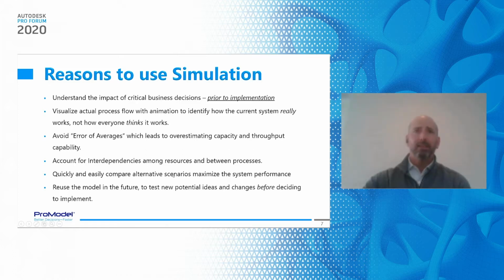It allows you to quickly and easily compare alternative scenarios to maximize the performance. So there are a lot of management capabilities built into the tools to allow you to test alternative courses of action and compare and contrast performance to select the best option moving forward. And once you have a model of a process created, it allows you to reuse that model over and over. It's a documented version of the process that you can use to test new potential ideas and improvements before deciding to implement.